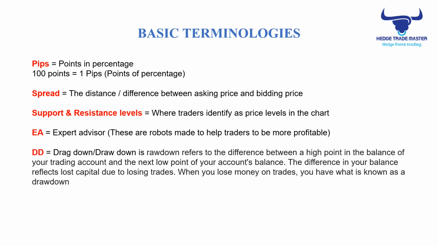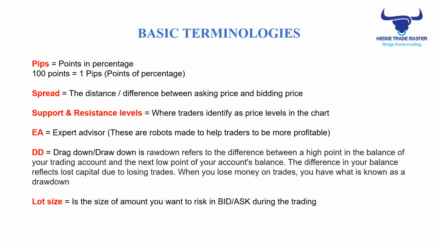Okay, now we have this drawdown, DD. Basically, just to simplify, drawdown is the exposure when you trade. Assume you have $100,000 and you trade $1,000 and it exposes around $10,000 against your $100,000. We call that the drawdown against your capital. Okay, lot sizes. Lot size is when you buy and sell, and this is the size of what you want to risk during your trading.